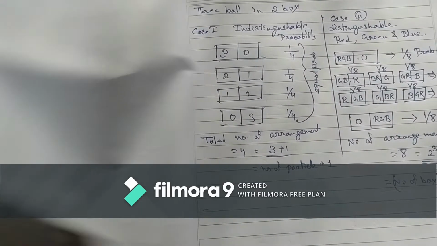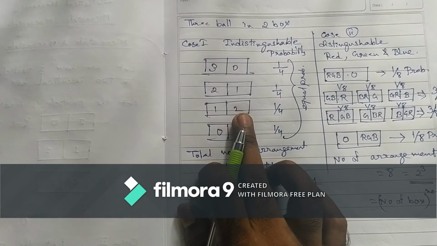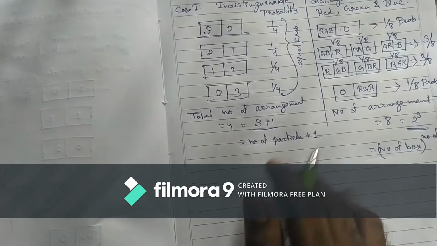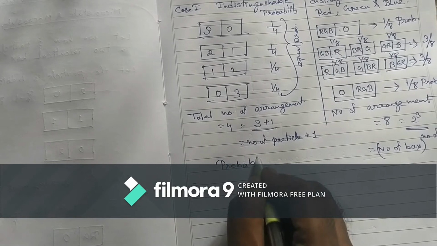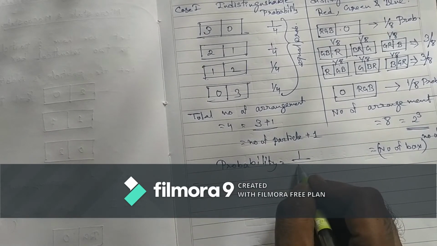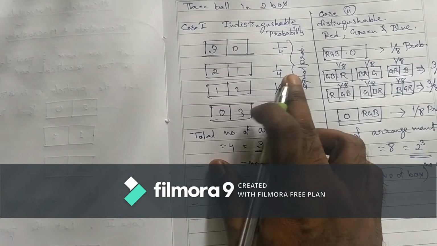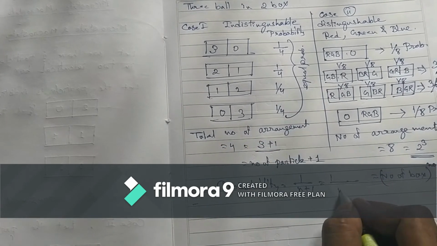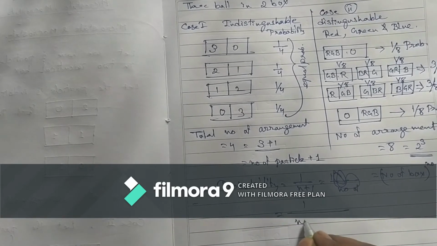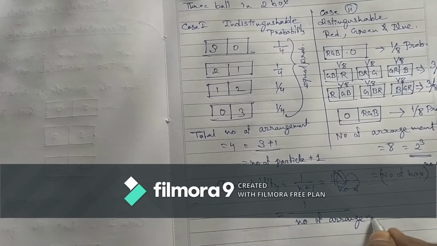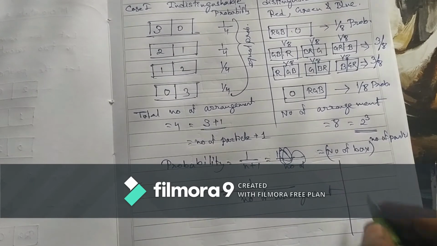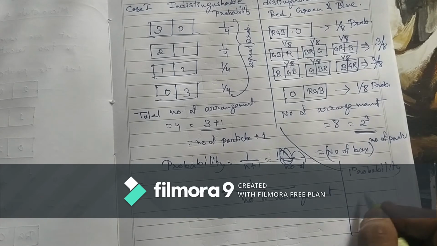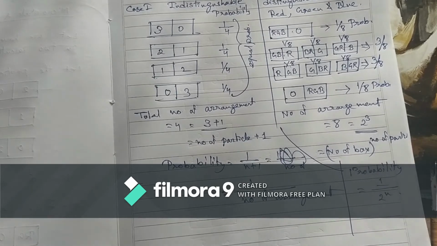And we can see that in the indistinguishable case, every state has equal probability, and the probability is signified by 1 by (n plus 1) actually, because this case was 1 by 4. That means 1 by the number of arrangements. Clear? The same thing holds for the distinguishable case. The probability is equal to 1 by 2 to the power n. Clear?